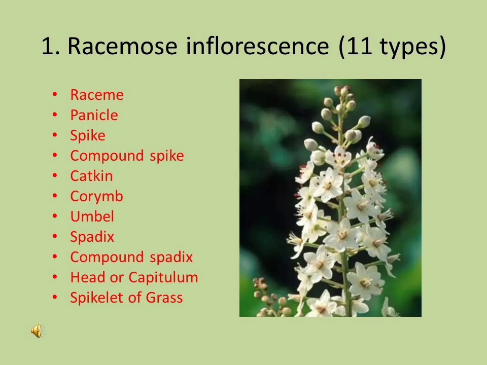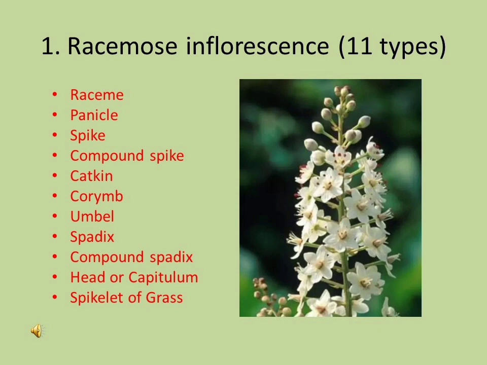Compound umbel. In this type, the main axis of the inflorescence ends in a whorl or involucre of bracts. In the axil of each bract develops a secondary peduncle which ends in a whorl or involucre of bracts. Pedicellate flowers are produced in the axils of the involucre of bracts. Example, Coriandrum. Next type, spadix.